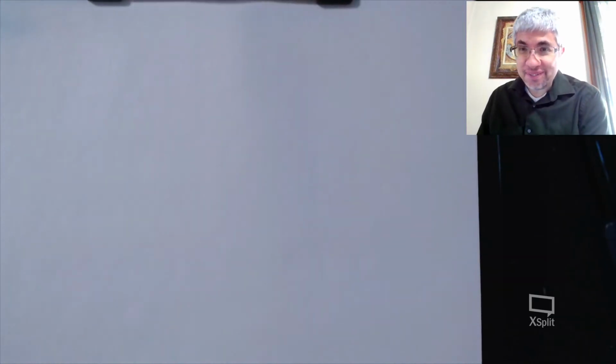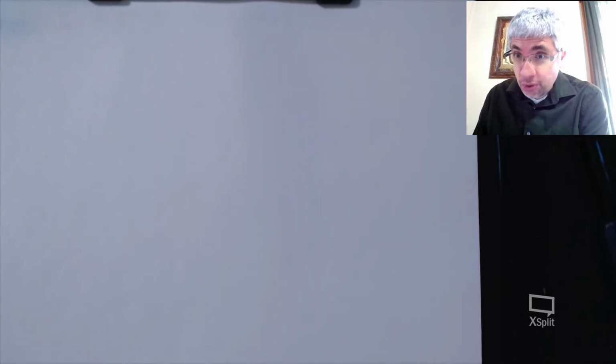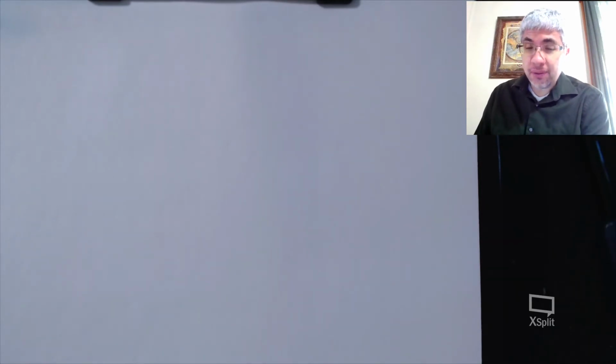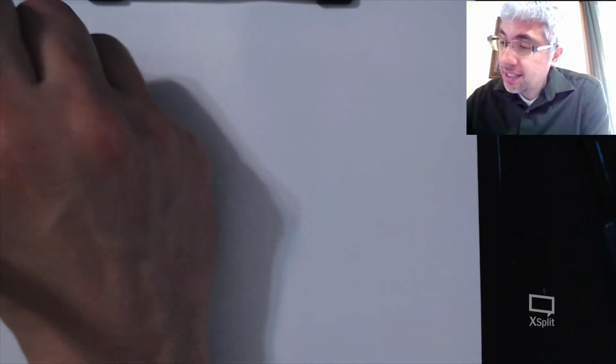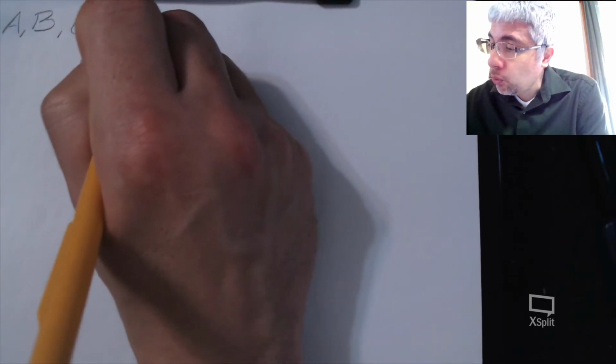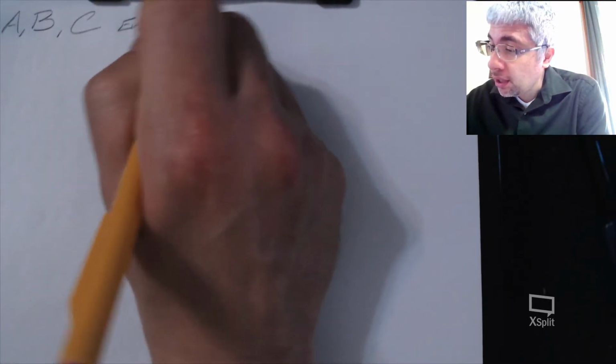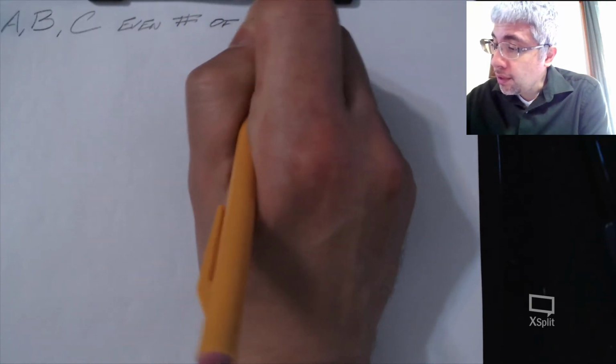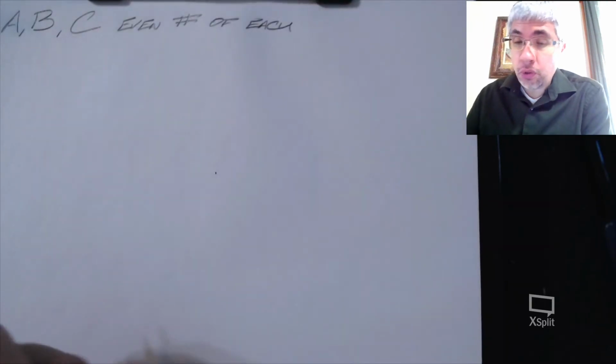Hello, students. So let's try getting a little more exotic on our requirements for what we need in our ordered selection. So let's say we want to take an ordered selection of A, B, and C, but now we want an even number of each. So for some examples of this, what would be allowed?